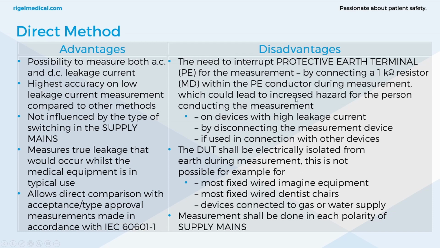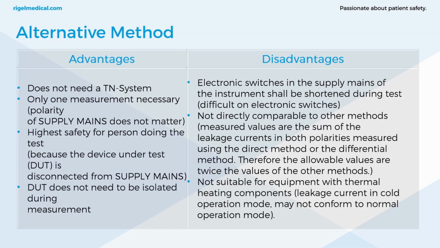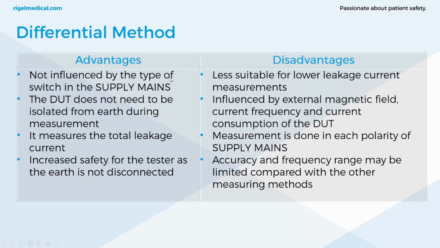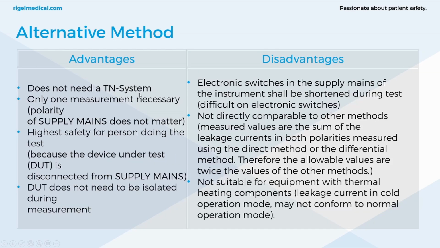And there are things to consider, whereby you might want to use an alternative method. These methods are the alternative and differential methods. These are available in the standard, and I will make these slides available, but I won't go through each individual point that's made. The reason for 62353 is that it's outside of laboratory conditions, more applicable for biomedical engineers that are going out into the field, into the hospitals, and carrying out the testing in situ. So it's there to assist engineers in the field.